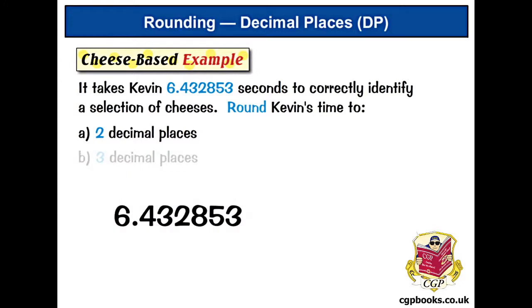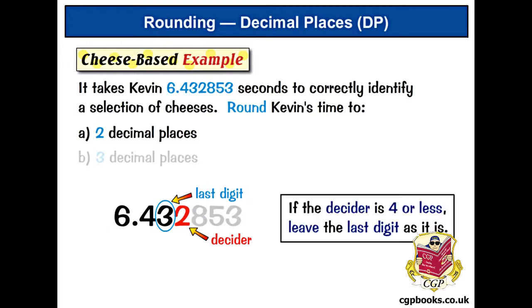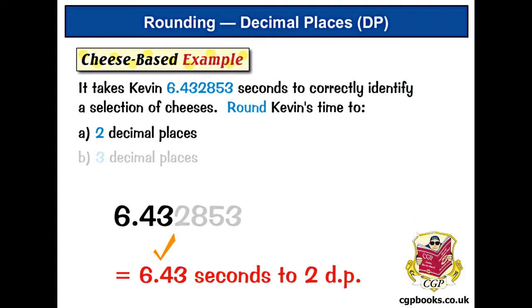Okay, so let's start with part A. So we want the rounded number to have 2 decimal places. So the last digit is where this 3 is here. So I'll circle that. Lovely. And the decider is 2. And we can ignore everything else to the right. Remember, the decider tells us whether to round up or not. When it's 4 or less, we leave the last digit as it is, so we keep the 3. And that means our answer is 6.43 seconds to 2 decimal places, or DP for short.